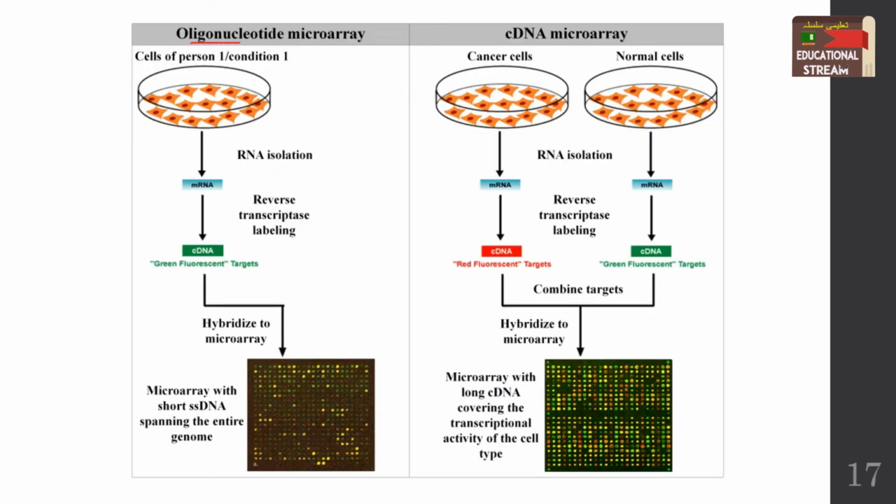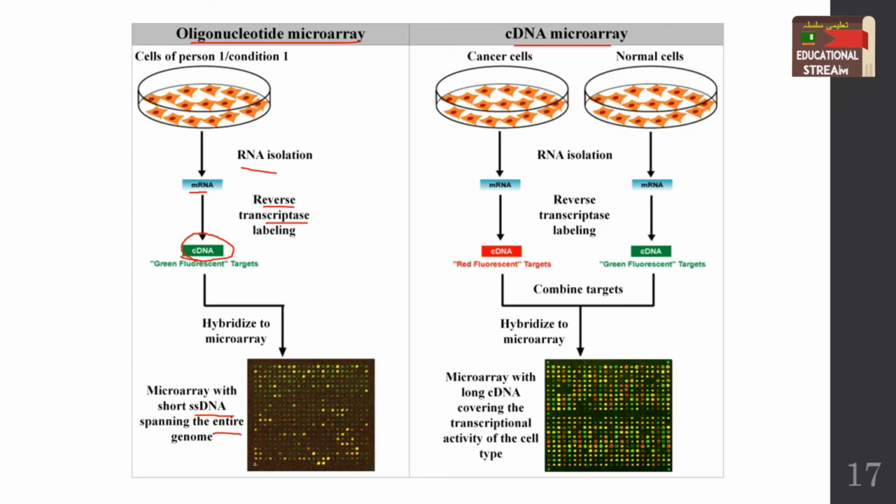This is the comparison of oligonucleotide microarray and cDNA microarray. In the case of oligonucleotide microarray, you have taken the cells of person 1 or of a condition 1, you have isolated the RNA, you have taken out the messenger RNA, and with the help of the reverse transcriptase enzyme, you have converted the messenger RNA into cDNA, and it is the labeled one, that it will provide the green fluorescent target. It will be hybridized to the microarray, having the short single-stranded DNA which span the entire genome, and then we identify in a single person what kind of genes are showing their expression.